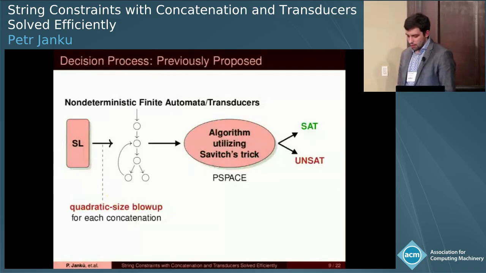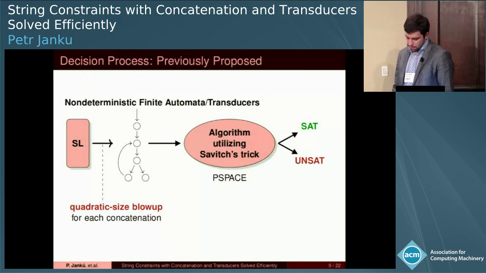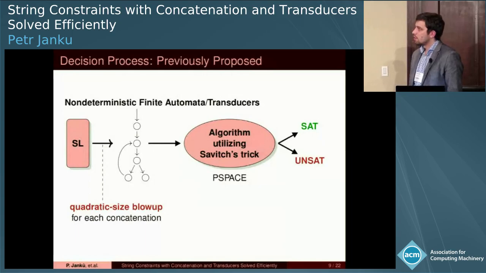There is an algorithm which was proposed in Lin and Barcelona. This algorithm can decide whether the formula is satisfiable or not. This algorithm first transforms the formula to NFAs, where concatenation is the most demanding operation. The resulting NFA is solved by an algorithm which utilizes a witness trick. It's a complexity-theoretic algorithm which is hardly efficiently implementable.